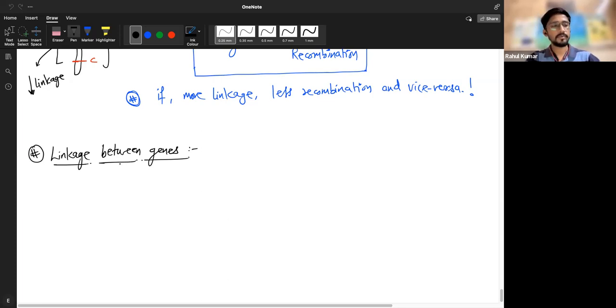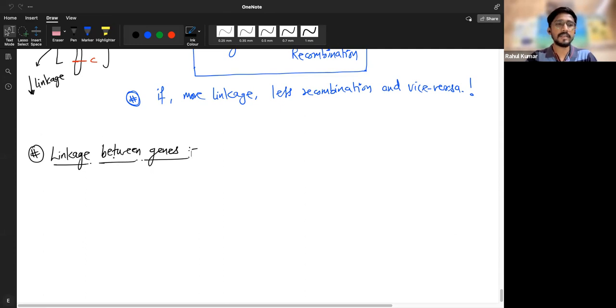Now, as I already told you, linkage basically is the physical association between two genes because they are present very close to each other on the chromosome, right? So if they are present very close to each other, the chances of them separating is very, very less, right?